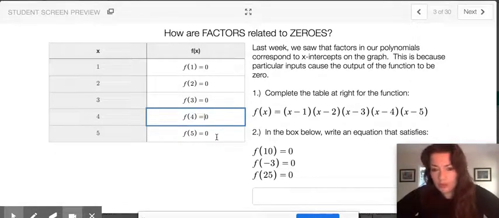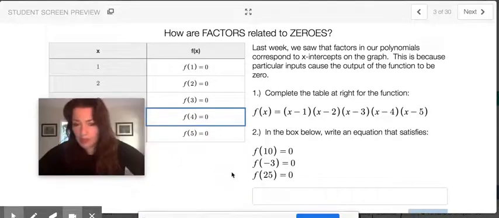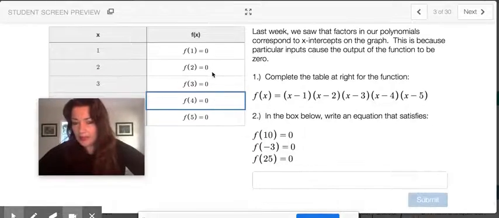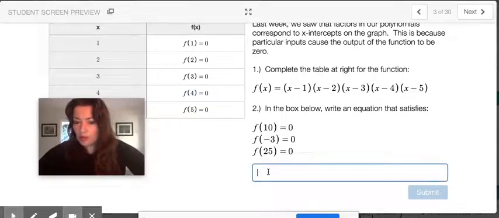Question number 2, it says in the box below, write an equation that satisfies f of 10 equals 0, f of minus 3 equals 0, f of 25 equals 0. So basically, if we look at the column that I just filled in, now they're saying, what if you had an equation with when x equals 10 or when x equals negative 3, what is y? So what do you think?